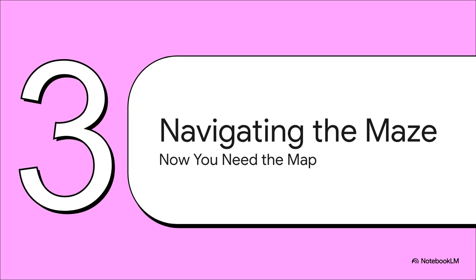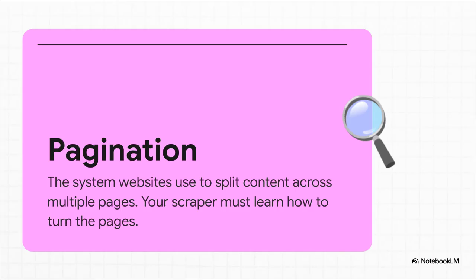You bypassed the guards, you're inside the fortress. But the job isn't over. The data isn't just sitting there in one big pile. It's spread out all over the place, kind of like a maze. To get it all, you're going to need a map. And that maze, it has a name.